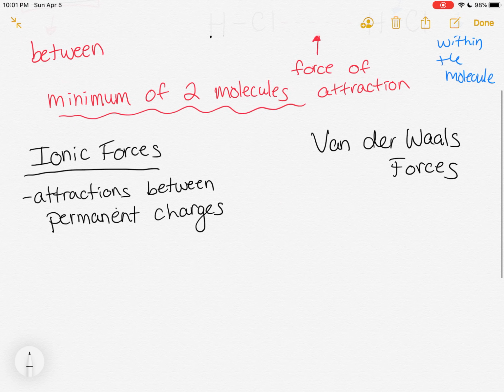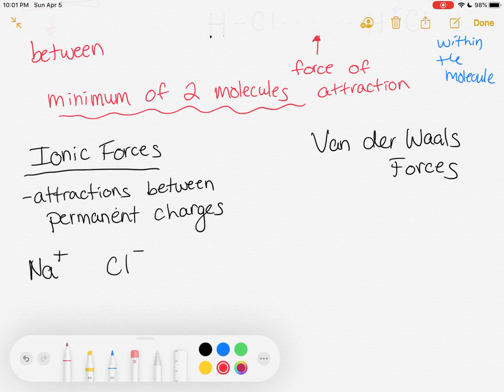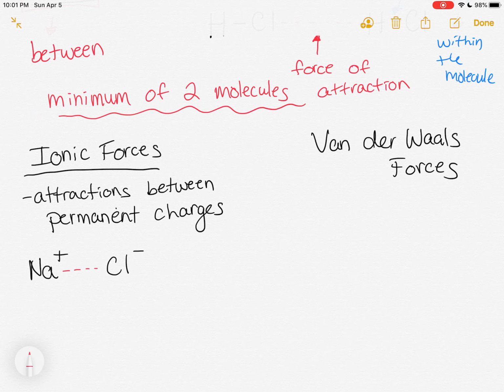So an example could be when we're looking at our salt. So we know in salt we have sodium and chlorine. And the sodium has a positive charge and the chlorine has a negative charge. And they're attracted to each other. That's an ionic force. So it is a type of intermolecular force. And it is a positive charge being attracted to a negative charge. So they're ionic forces of attraction.